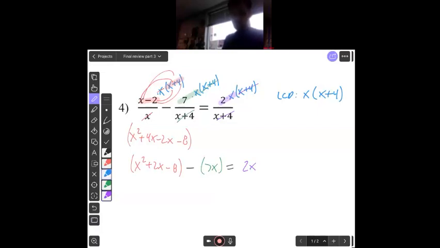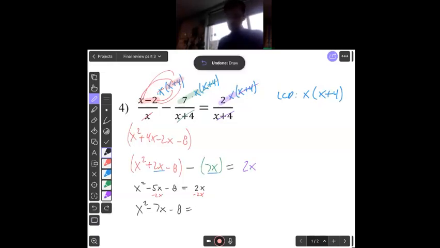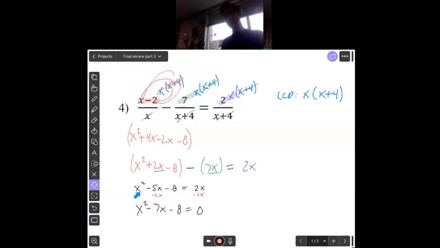So we do have some like terms here on the left side we need to combine. So I get x squared, 2x minus 7x would be negative 5x. And then we'll bring that 2x over. So x squared minus 7x minus 8 equals 0. And I did get that right side to be 0 because I have x's and x squared. So factoring to solve this is going to be the appropriate way. We talked about factoring a little bit on Friday again. When you have x squareds and x's, you're going to factor that in order to solve it.